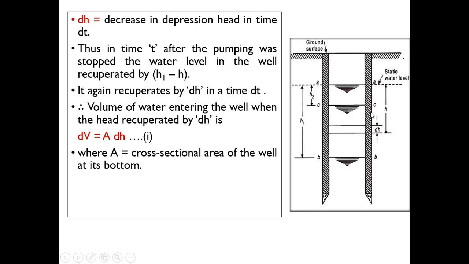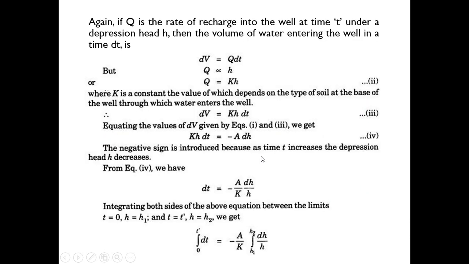Area, the cross-sectional area of the well multiplied by this thickness or small depression head: A into dH. So dV will be A into dH, the volume of water entering the well when the head recuperates by dH, where A is the cross-sectional area of the well at its bottom. Again, if Q is the rate of recharge into the well at time t under depression head H, then the volume of water entering the well in time dt is dV equals Q into dt.